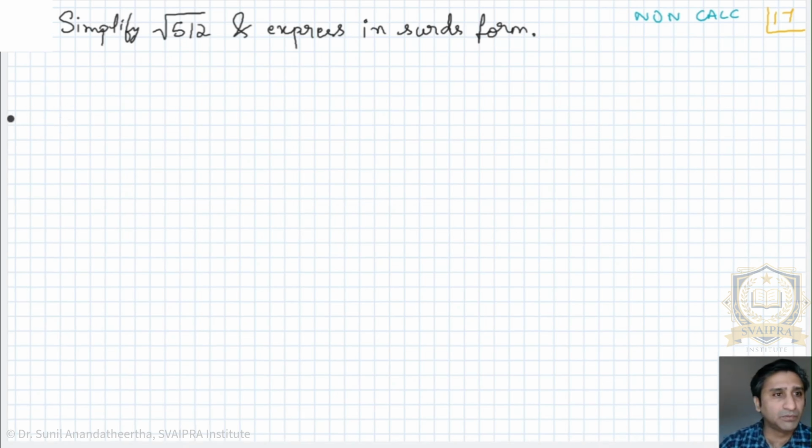Okay, we have problem number 17, an absolutely simple problem. We are given: simplify the square root of 512 and express in surd form. What do we do when we are given a problem like this? It is essentially very simple. You have to find all the possible factors of the number 512. So let's find all the factors of 512.